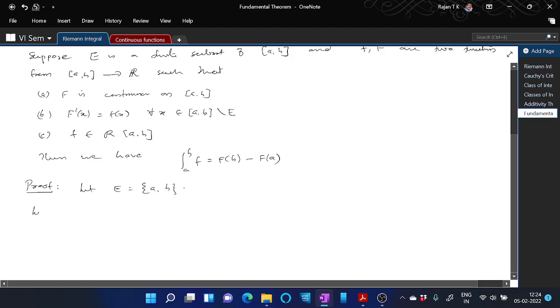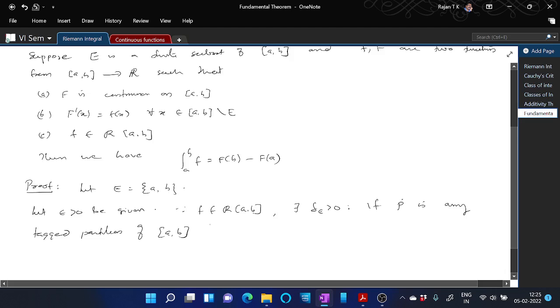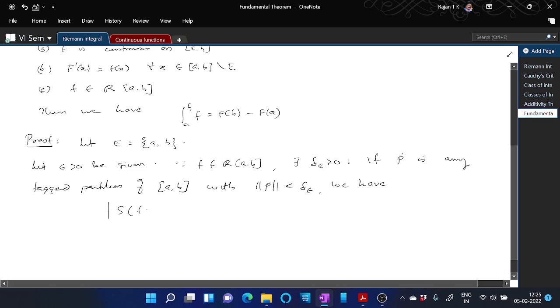Now let epsilon greater than 0 be given. Using the third condition, we have f is in R[a,b]. By hypothesis, since f belongs to R[a,b], by the definition of the Riemann integral, there exists a delta epsilon positive such that if P is any tagged partition of the closed interval AB with the norm of P less than delta epsilon, we have modulus of S(f;P) minus the integral A to B of f is less than epsilon. Let us take this as equation 1.